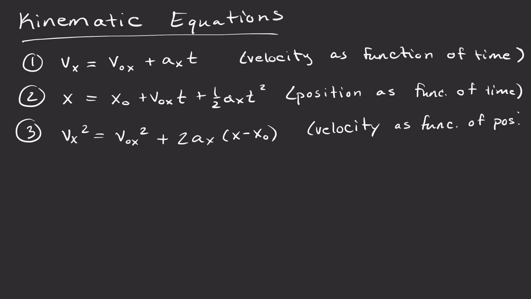Okay. So the first one doesn't have position in it anywhere. The second one doesn't have your final velocity. So if you don't know your final velocity, you can use the second equation. And the third equation doesn't have time anywhere in it. So if you don't know anything about time, you typically go for the third equation to learn something about motion.